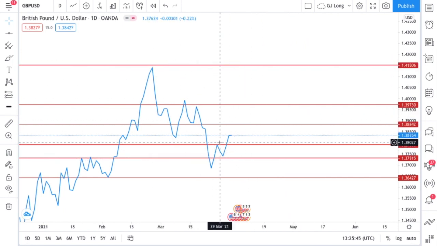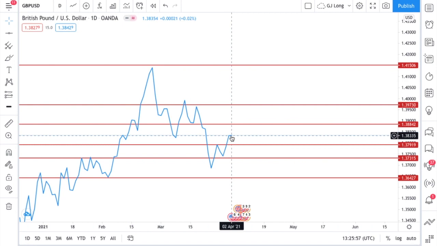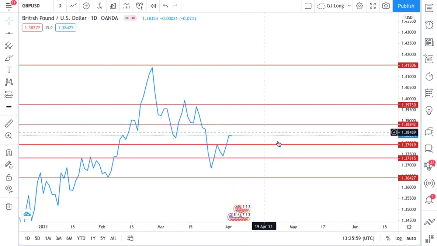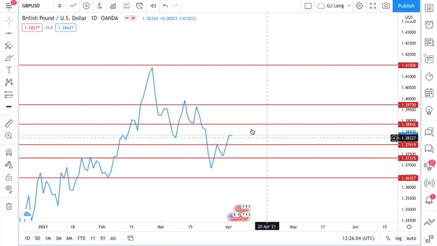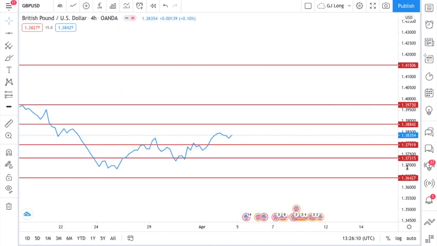As you can see here, the market has firmly closed above the previous resistance level. So based on this daily time frame, you can expect GBPUSD to move from where it's at and go all the way up to 1.38842. Okay, so we're done with our daily time frame. Then we move down to our 4-hour time frame.